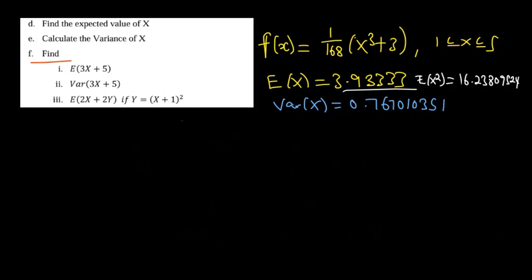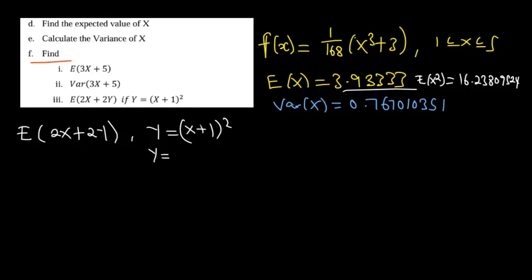So now the last one, we are told we have to find the expected value of 2x plus 2y, where our y is (x plus 1) squared. So what we need to do here is first find this y in terms of the x. So if we square this, it will be x squared plus 2x plus 1.